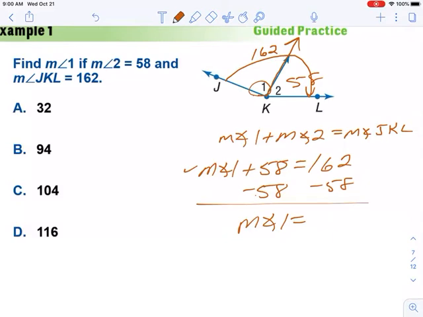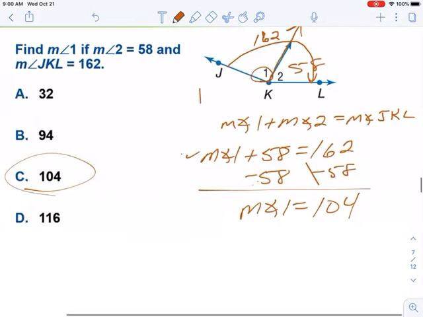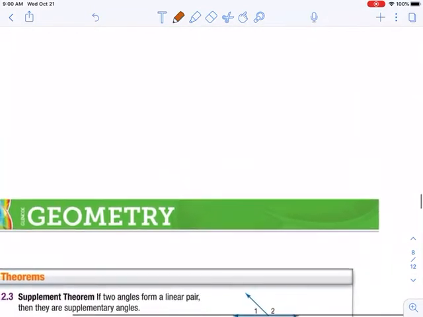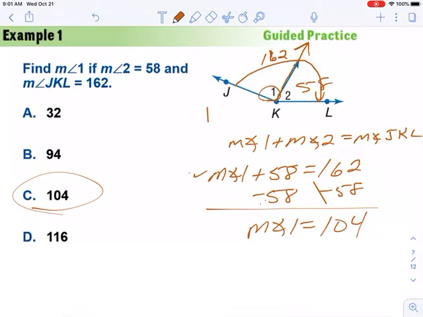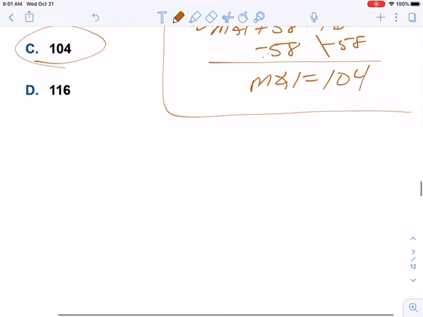Getting calculator out. 162, don't want to mess it up if I don't have to. Minus 58 equals 104. There it is, 104. By the way, make sure when you're doing your notes, I really don't care what the answer is per se. This work is what I need to be seeing.